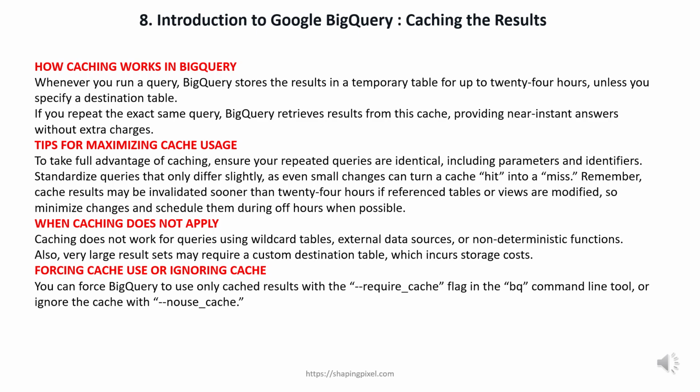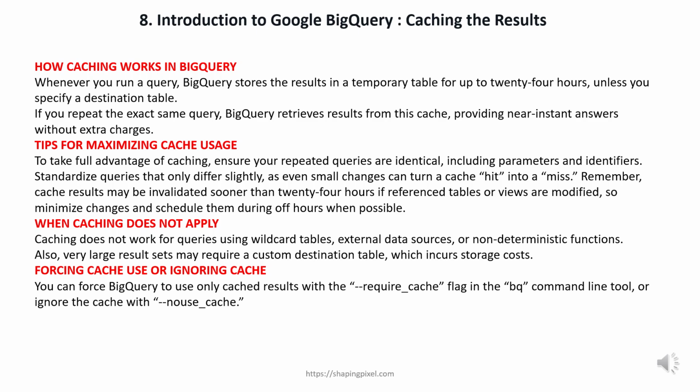Boosting BigQuery performance is not just about writing efficient SQL. Leveraging caching can make a huge difference, especially for stable and frequently used queries, delivering faster results and saving on processing costs. Whenever you run a query, BigQuery stores the results in a temporary table for up to 24 hours, unless you specify a destination table. If you repeat the exact same query, BigQuery retrieves results from this cache, providing near instant answers without extra charges.